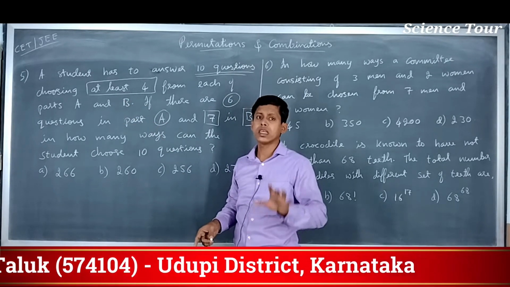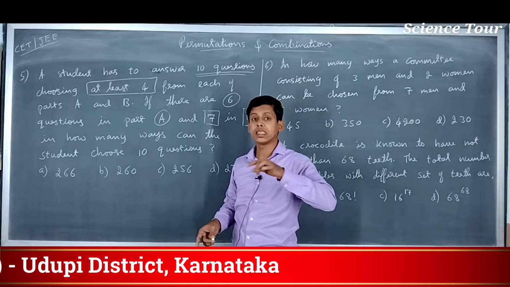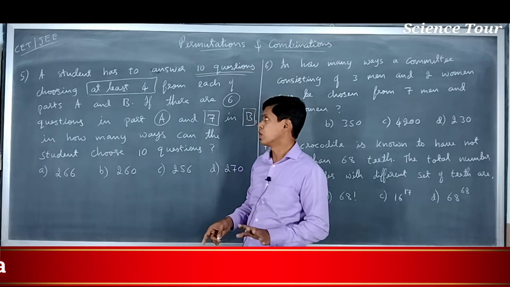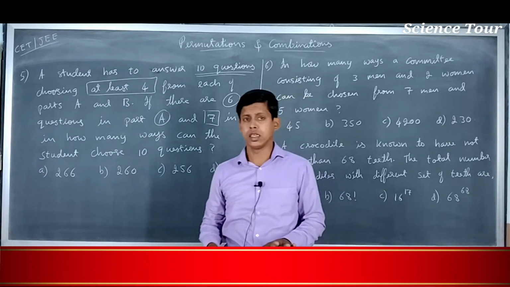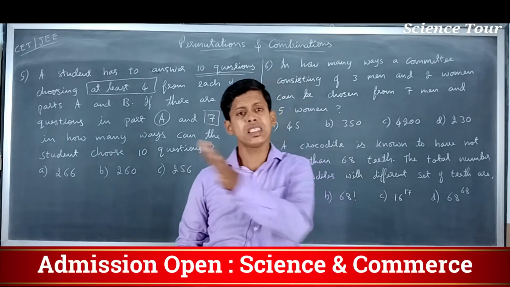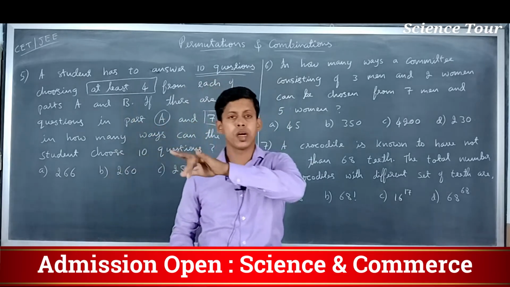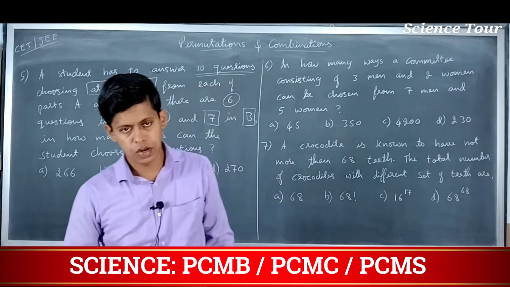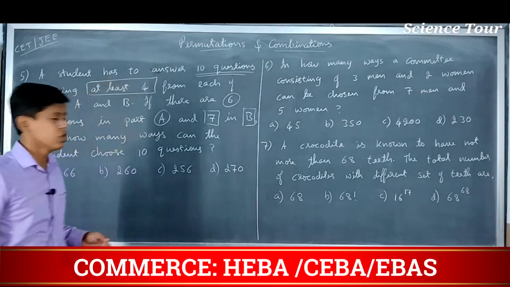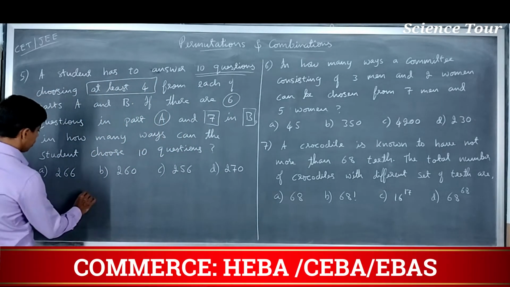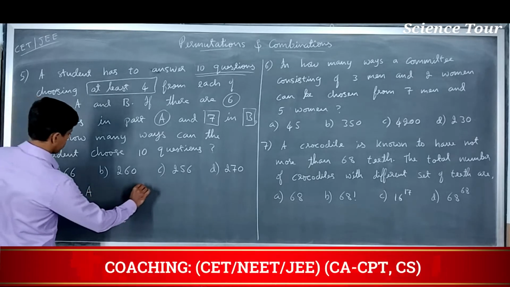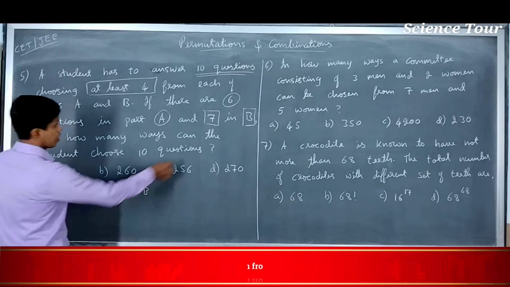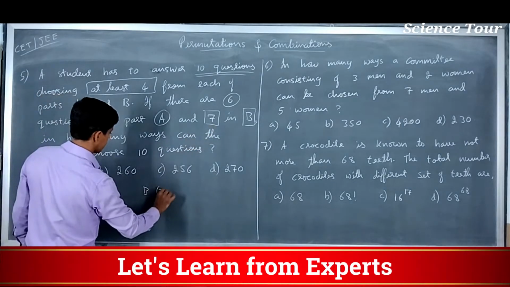You cannot take 3 from part A and 7 from part B. You cannot do that. So at least 4 have to be selected. Minimum 4, maximum can be 6 from part A, 7 from part B. That's the maximum limit that you have. So in how many different ways can you do this? Understand? So you have got part A and part B. In part A you have 6 questions and in part B you have totally 7 questions.